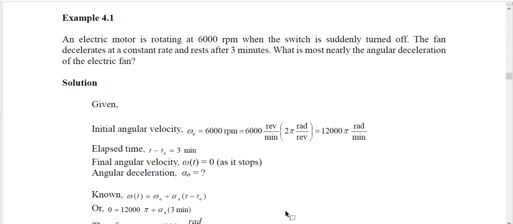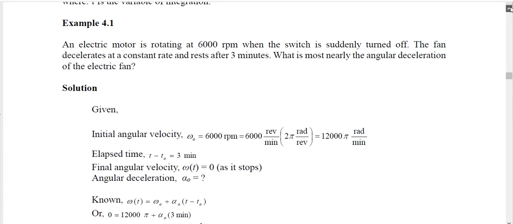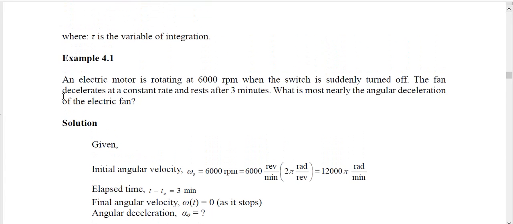This time we will see an example of kinematics of rigid body. It is example 4-1. Let us see this example first. It says an electric motor is rotating at 6000 rpm. rpm means revolution per minute.